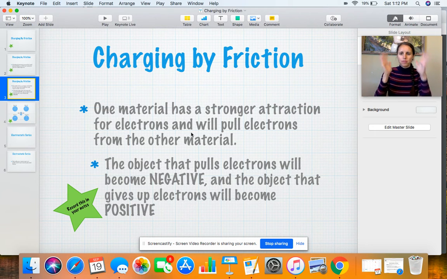So essentially what happens, you have two objects, and you rub those two objects together. One object is going to want electrons and is going to gain electrons. The other is going to have a weaker hold and it's going to lose electrons. The object that pulls electrons is going to become negative. You're gaining negatives, therefore you become negative. The object that loses the electrons will become positive. You've lost negatives, therefore you've got an overall positive charge.